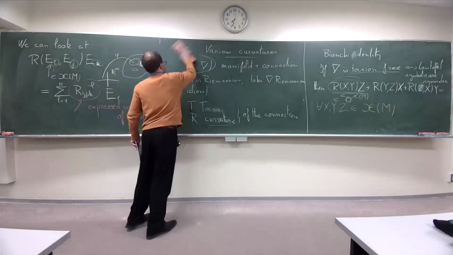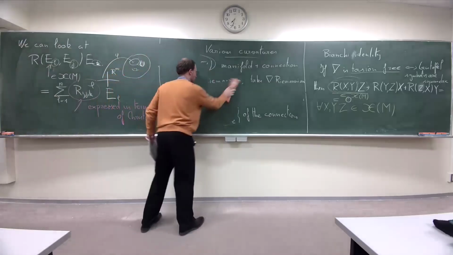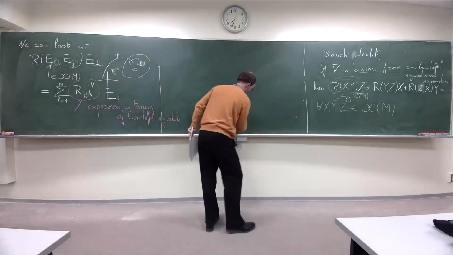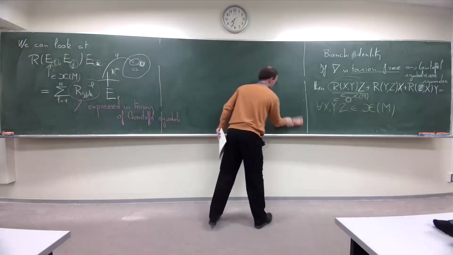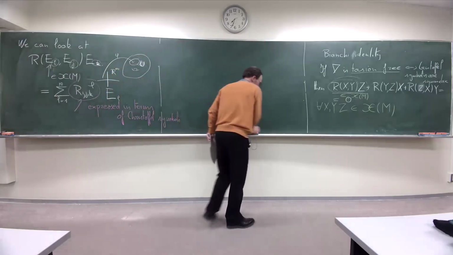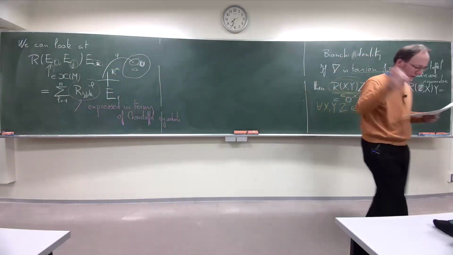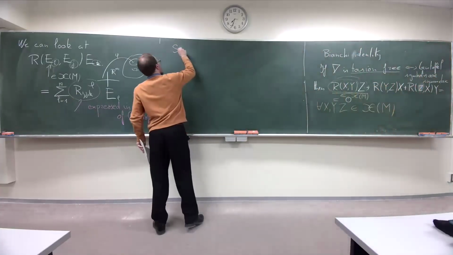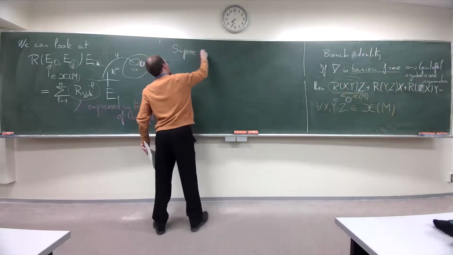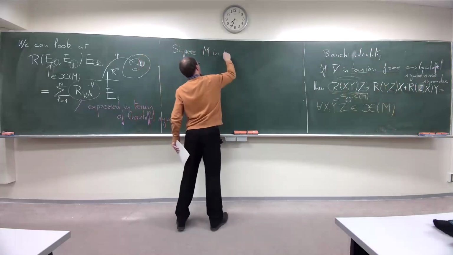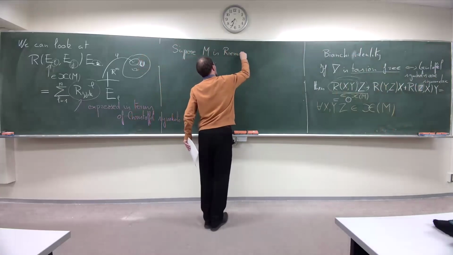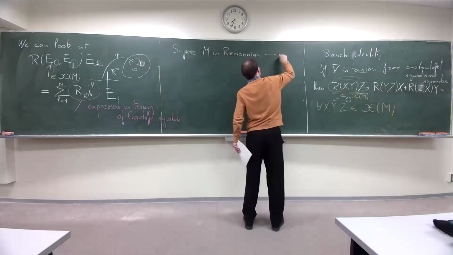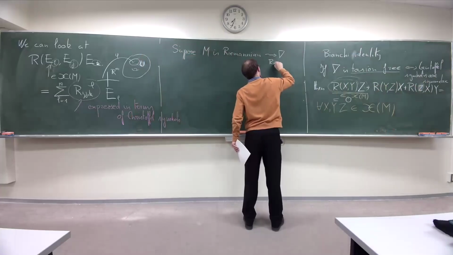But why I introduce this is for the next step. I told you this section is a bit abstract. We will make a link with the previous one a bit later. Now we suppose M is Riemannian. It implies two things. It implies that we choose the Riemannian connection, which I already mentioned.